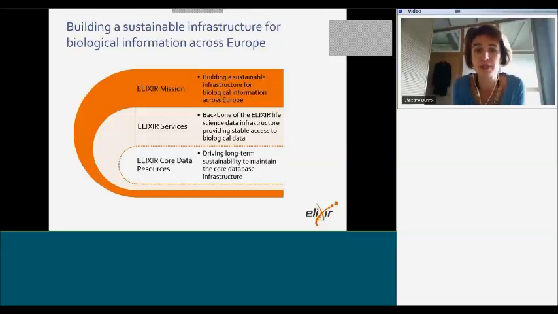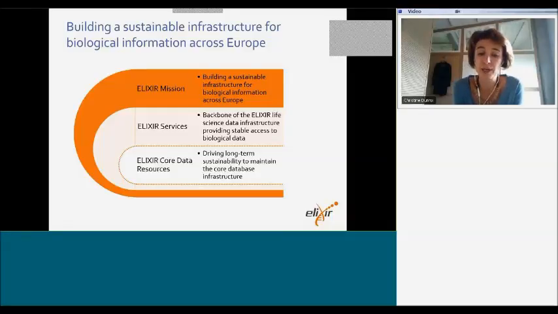What's the place of these core data resources within the ELIXIR mission? The mission of ELIXIR is to build a sustainable infrastructure for biological information across Europe. This mission will be achieved essentially by providing two things. First of all, the ELIXIR services. Susanna is working with the different nodes on the service delivery plans. The nodes are putting forward, through their node applications and service delivery plans, or in the case of EBI the work program, the ELIXIR services, and they form really the backbone of the life science data infrastructure.